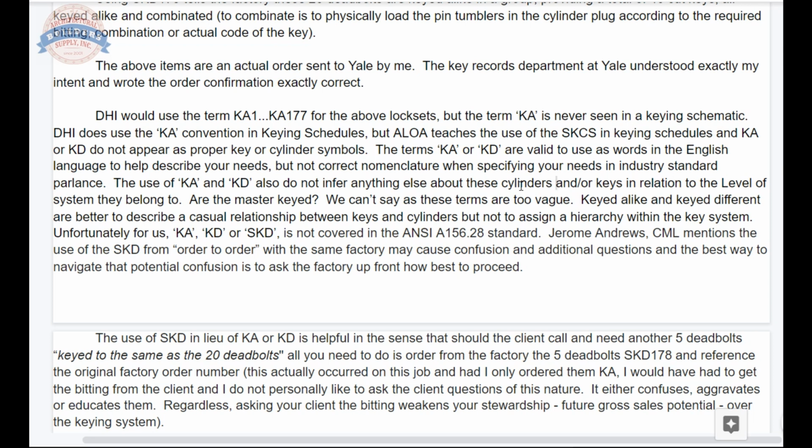Okay, KA, I don't know anything about that. Key to like, I understand what those words mean, but it doesn't help me understand where that fits into the greater overall system structure. Are they master keyed? We can't say. The term is too vague. Key to like and key different are better to describe a casual relationship between keys and cylinders, but not to assign a hierarchy within a key system. Unfortunately for us, KA, KD, or SKD are not covered in the ANSI standard.